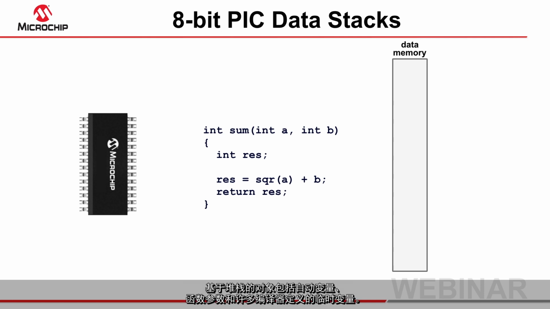Data stacks are allocated to general-purpose data memory and are used by objects in your program. Stack-based objects include auto variables, function parameters, and many compiler-defined temporary variables. These objects are often called local variables, as they have scope only within the function in which they are defined. Let's examine the two types of data stack that XC8 can use.